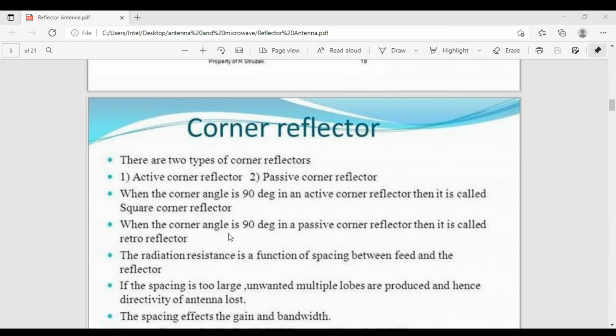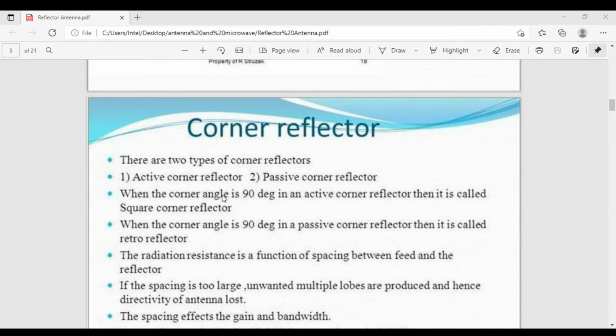Okay, so passive corner, active. We already know an active device needs a supply in order to work. The same concept applies here: in the active corner reflector, an active element, either a horn antenna or a dipole antenna, is located in front of the corner reflector.